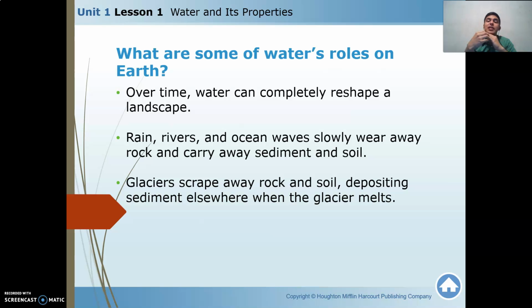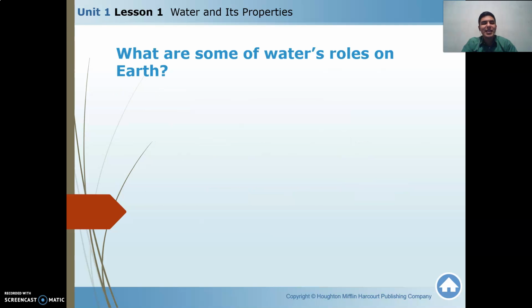So a lot of rocks are going to be coming down the mountain, and then at some point they are going to come to the ground. They're going to be deposited one over another, and they are going to form new layers of ground. So that's another important role of water in building our landscapes and modifying them little by little.